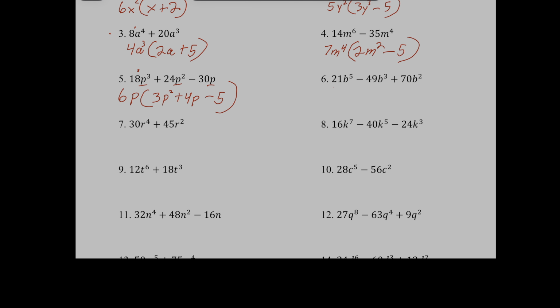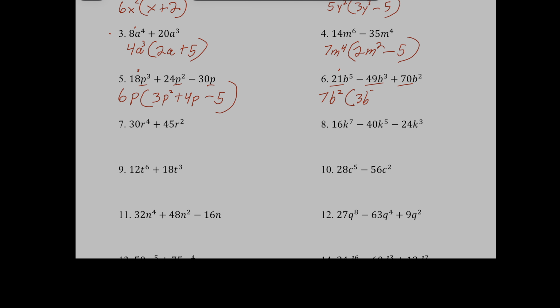Okay, let's keep going. Let's do number 6. Between 21, 49, and 70, first thing my brain sees is a 7, so I'm going to just pull that out. I have 5 b's, I have 3 b's, I have 2 b's. 2 b's are the most I can pull out. Let's go with the first term right here.